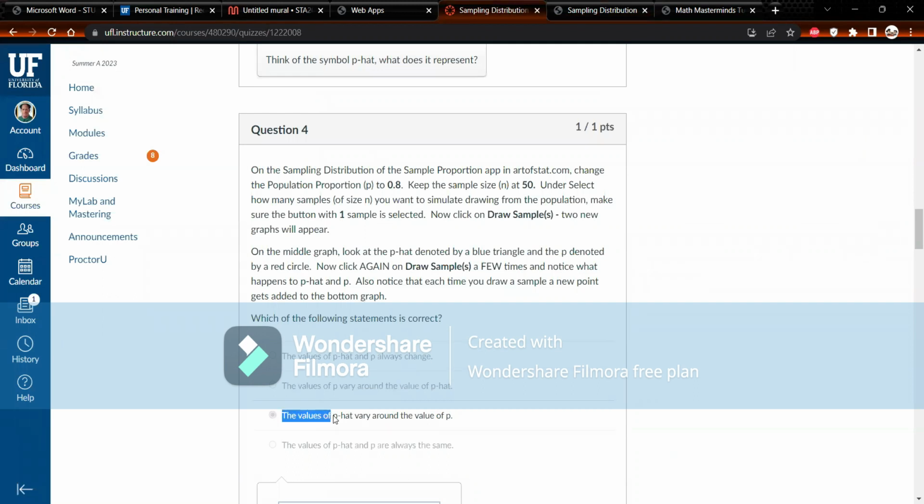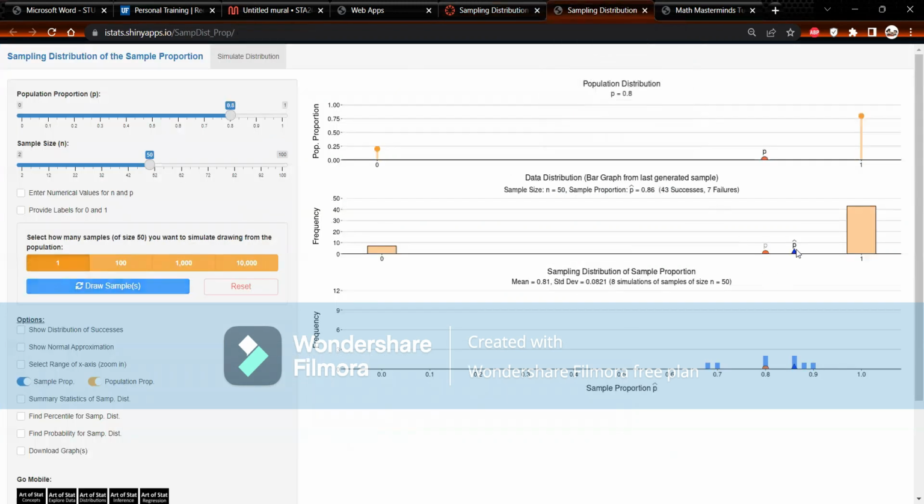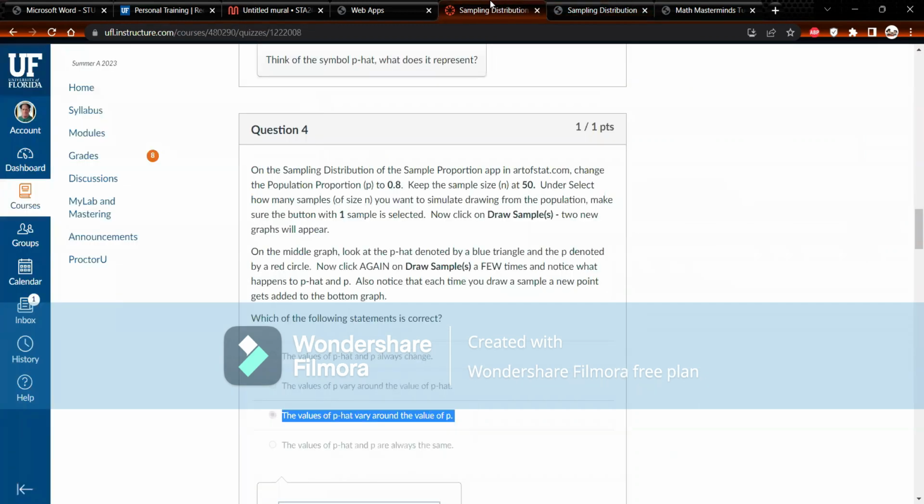So from what we just observed, p hat varies around the value of p. P hat estimates p, right? P is a population parameter, so it stays the same. P hat varies from sample to sample because it's trying to estimate.